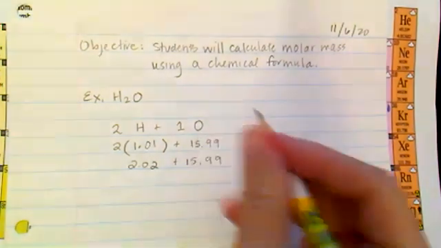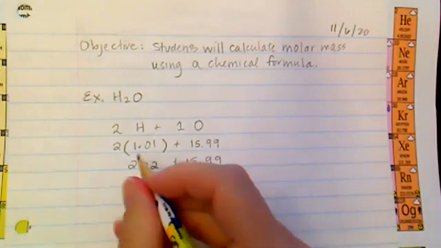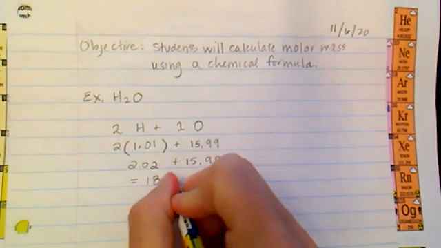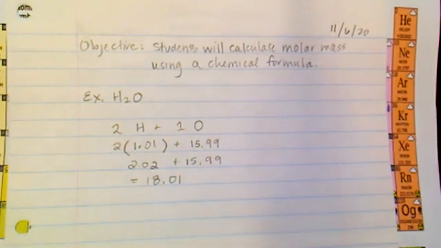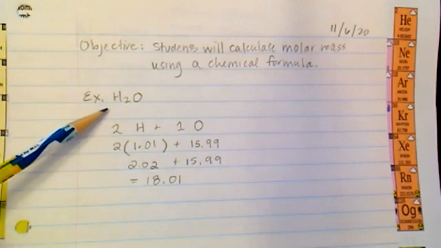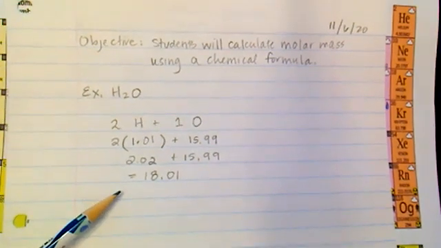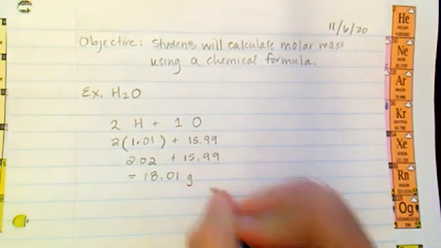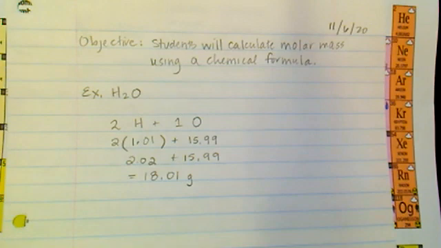I would get 18.01. Okay, so the molar mass for a molecule of H2O would be 18.01. And we're going to use the units grams from now on. And we'll talk about why we use grams when we're talking about molar mass. But we're going to start just by practicing to calculate that.